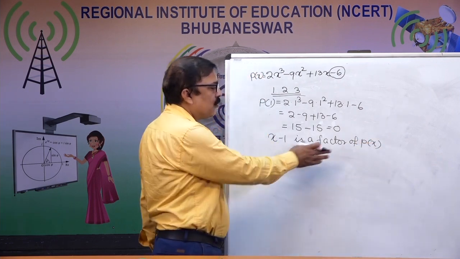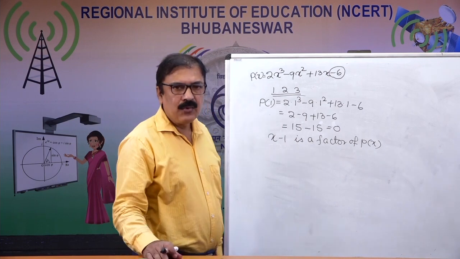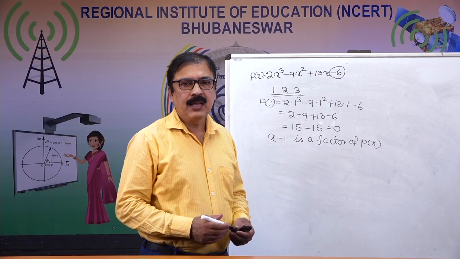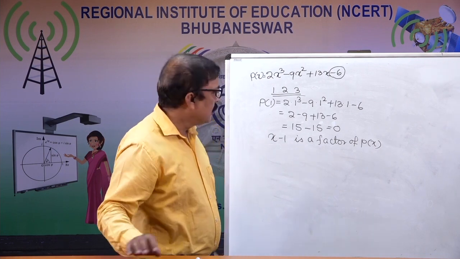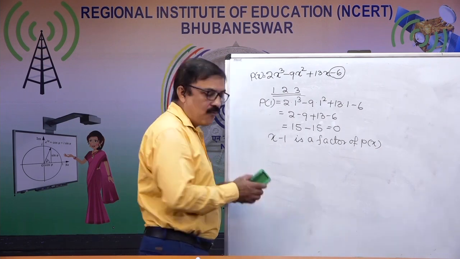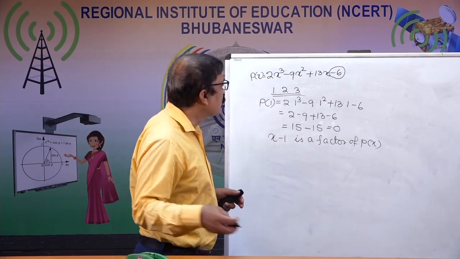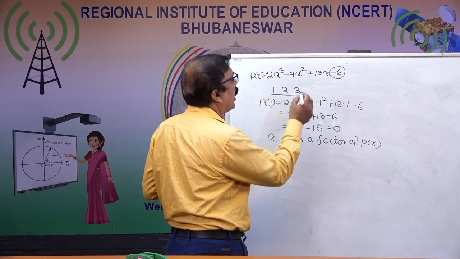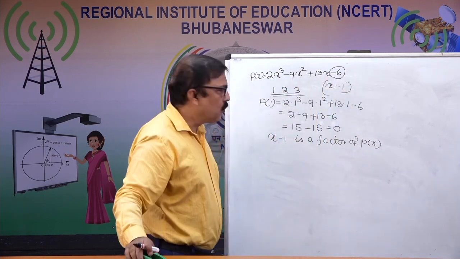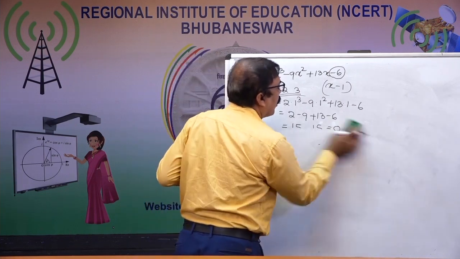Now once we get one factor, we can divide by this factor to get the quotient polynomial. Now let's divide it. Our one factor is x minus 1. Let me write here x minus 1 in brackets to indicate the factor.